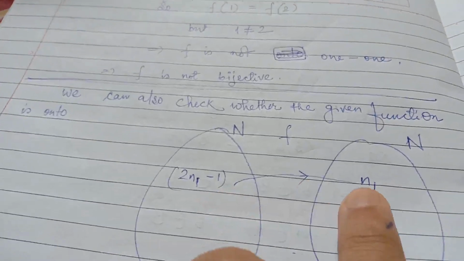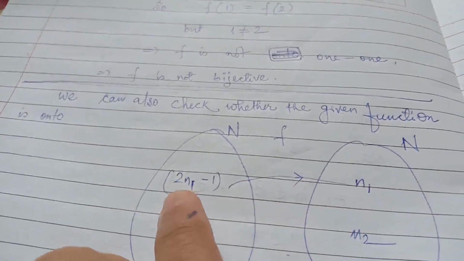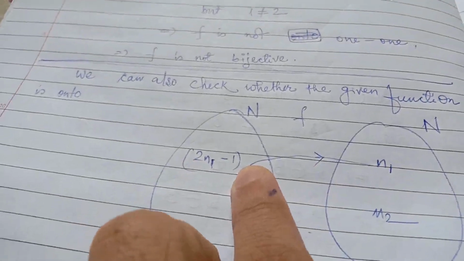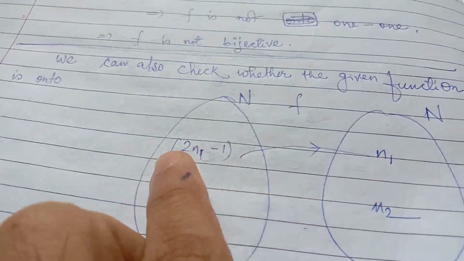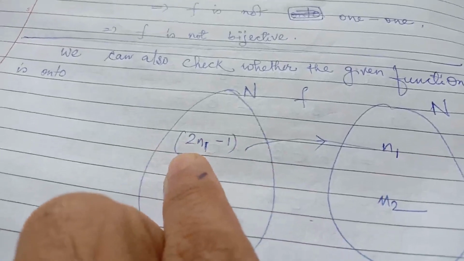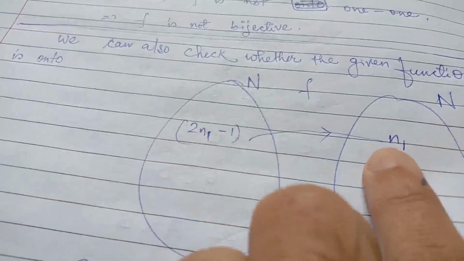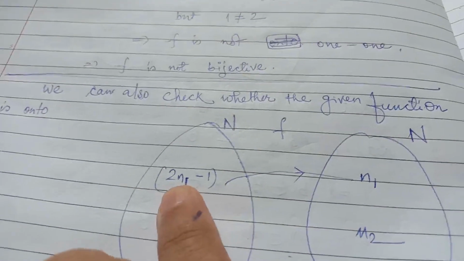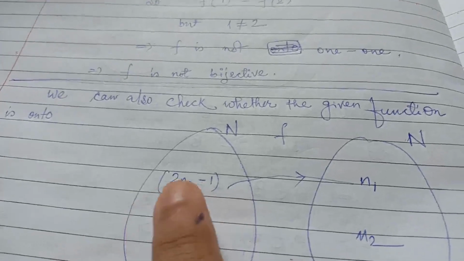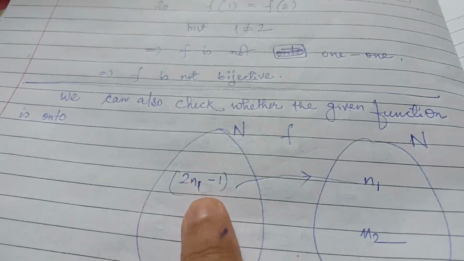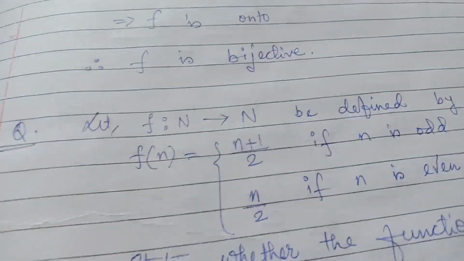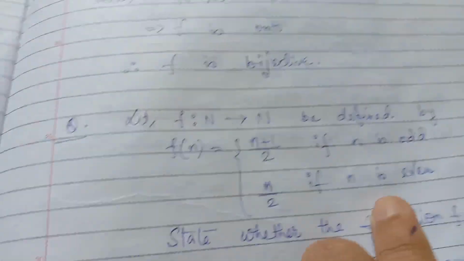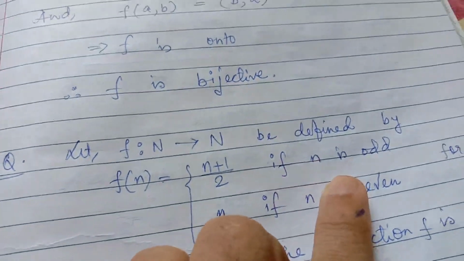You can check. If 5 is a natural number, 2 into 5 minus 1 is 9, which is also a natural number. 1 is a natural number, and 2 into 1 minus 1 is again a natural number. So if n1 is a natural number, 2n1 minus 1 is also a natural number, and this is an odd natural number. And by the definition of the given function, 2n1 minus 1 is an odd natural number.